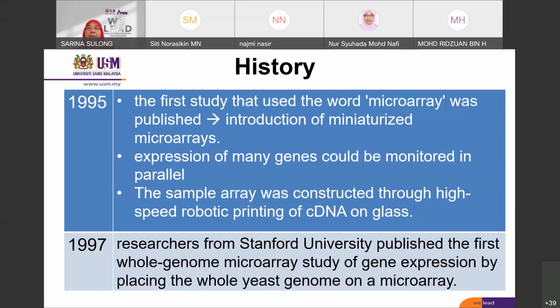In 1997, researchers from Stanford University published the first whole genome microarray study of gene expression by placing the whole yeast genome on a microarray. Starting from that, the array manufacturers started to develop more and more advanced arrays to be used in research and also diagnostics.